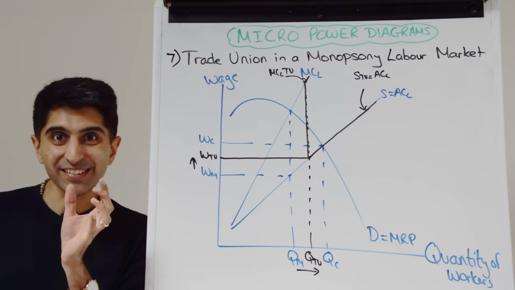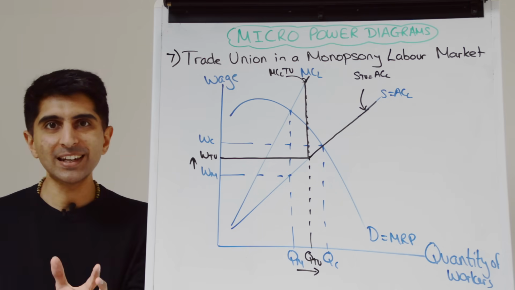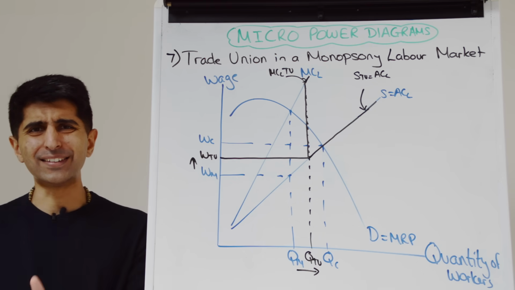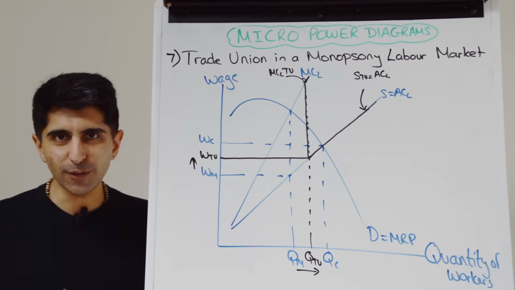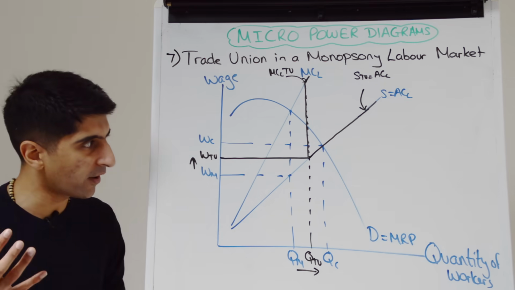And let's finish with this absolute beauty, the impact of a trade union in a monopsony labor market, also known as a bilateral monopoly right here. This is a sexy old diagram. Make sure we know this one well. Make sure that we can analyze it well and show the impacts of a trade union very clearly.